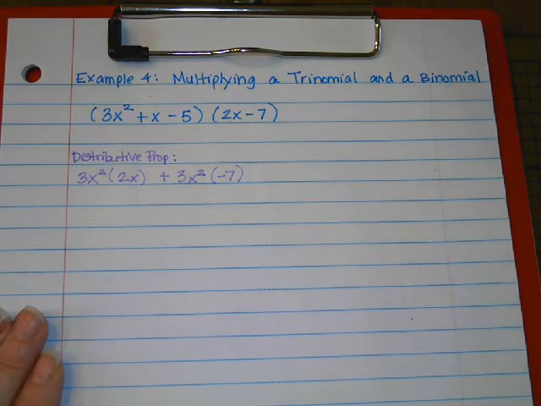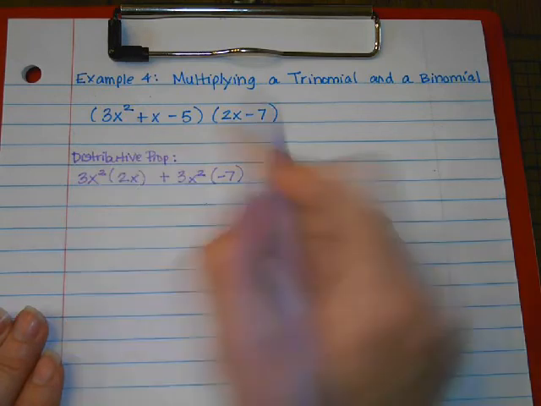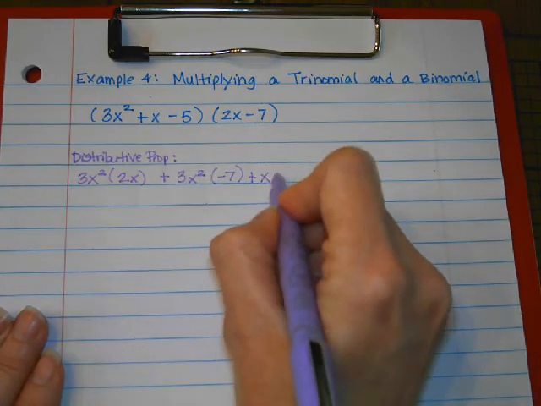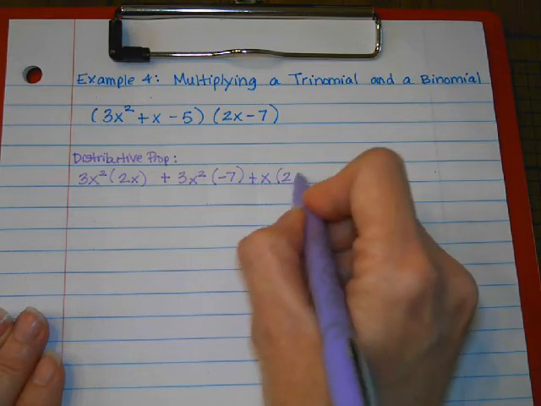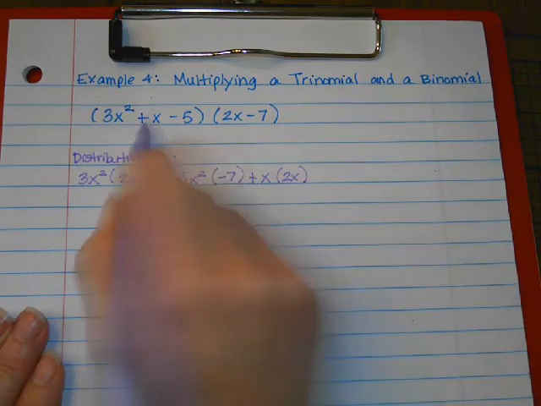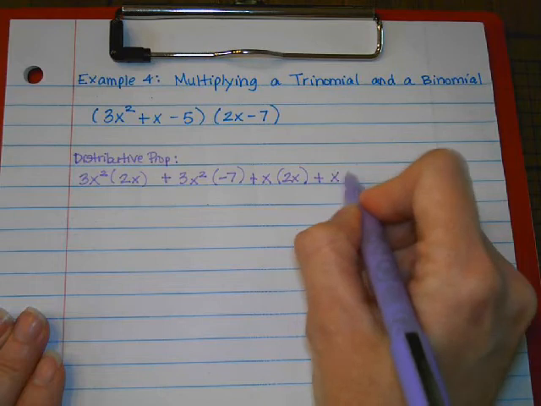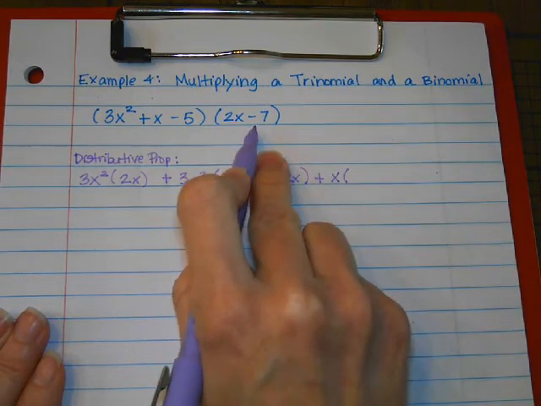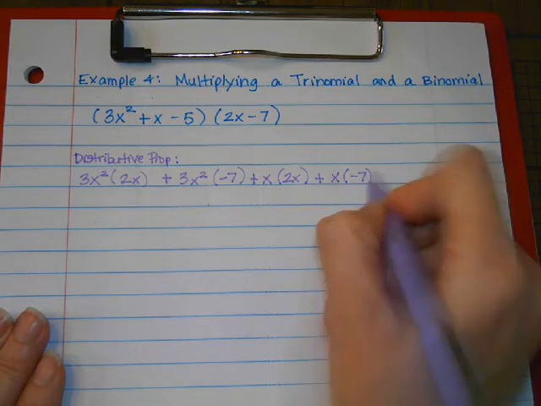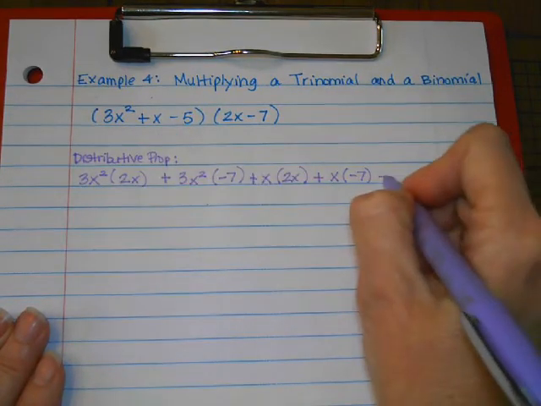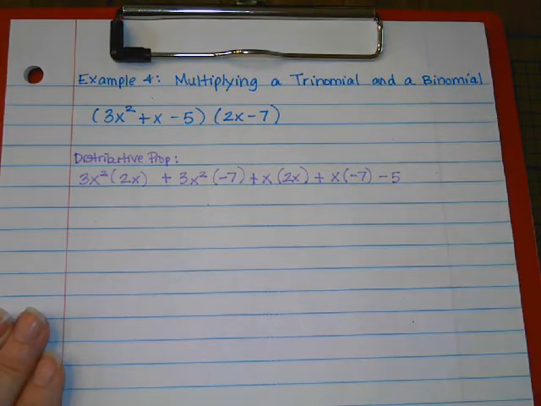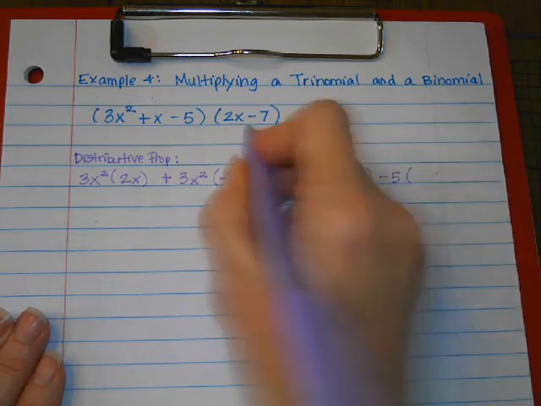Then I move over to the next term, which is a positive x, so I'll put a plus sign. And I'll multiply it by the first term I see right here, which is 2x. Then since it's positive, I'll put a plus. I'm going to multiply it by this negative 7, so I'll put negative 7. I'll take my final term, which is negative 5. Since it's negative, put a minus sign, so negative 5 times my 2x.